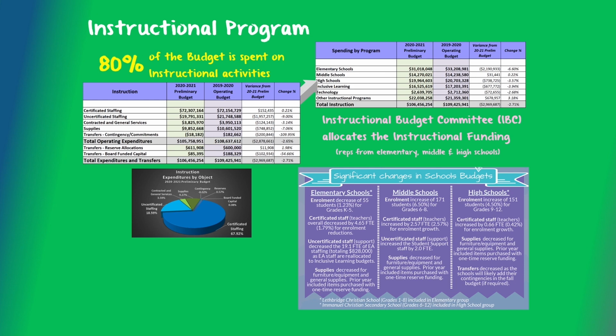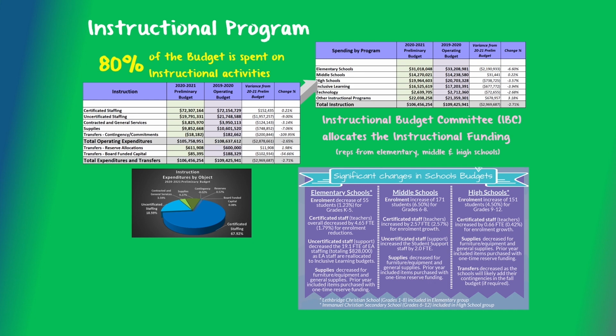Overall, the elementary schools had a reduction in their teaching staff of 4.65 full-time equivalents, or 1.8%, which correlated to the reduction in student enrollment. As previously discussed, the educational assistants were reallocated to inclusive learning budgets.